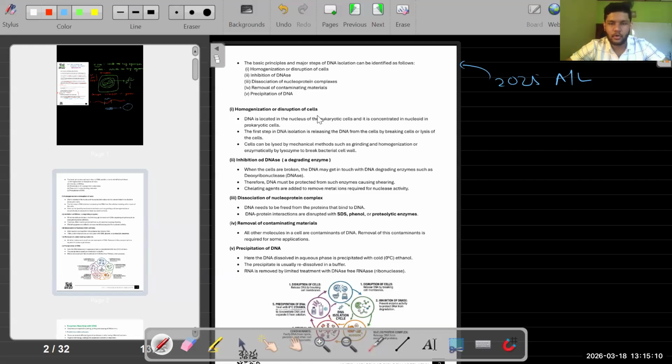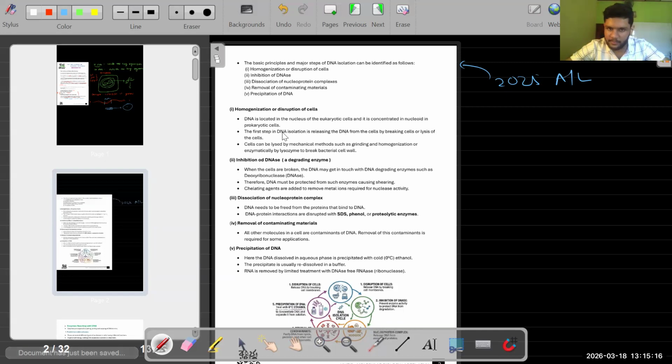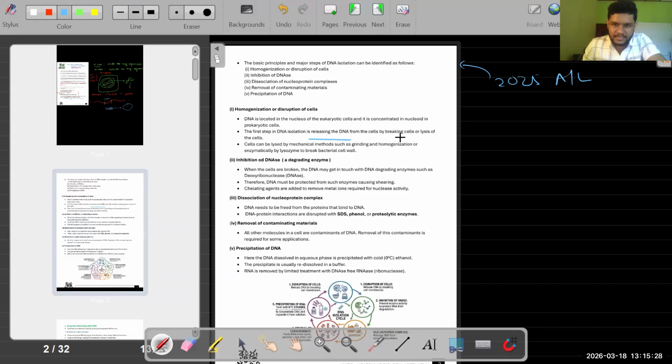First one, homogenization or disruption of cells. DNA is located in the nucleus of eukaryotes and it is concentrated in the nucleoid in prokaryotes. No doubt about that, right? We have learned about this in DNA packaging too. The first step in DNA isolation is releasing the DNA from the cells by breaking the cells. So to isolate DNA, the cell should be broken, or lysed. Lysis has a similar meaning to breaking the cells. Cells can be lysed, meaning broken, by mechanical methods such as grinding the cells, homogenization, or enzymatically by lysozyme.